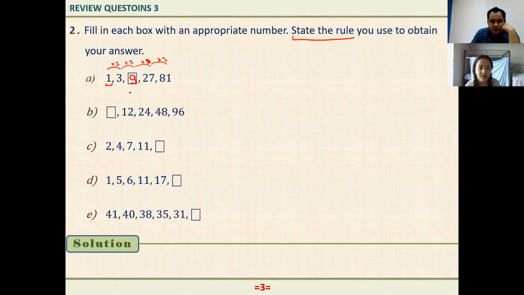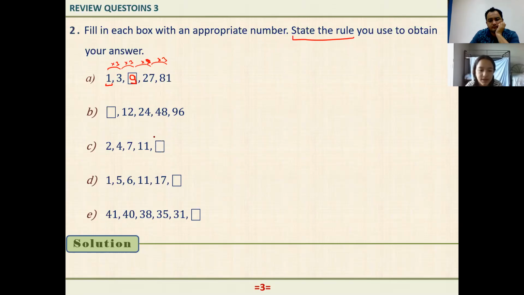So what is the rule then here? Start with 1 and multiply the preceding term by 3 to get the next term. This is the preceding term. Multiply this by 3, we get the next term. Multiply by 3, get the next term. And multiply by 3, we get the next term. So that's the rule. How about question B?